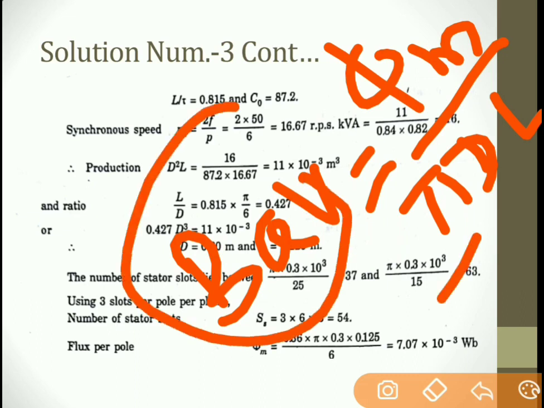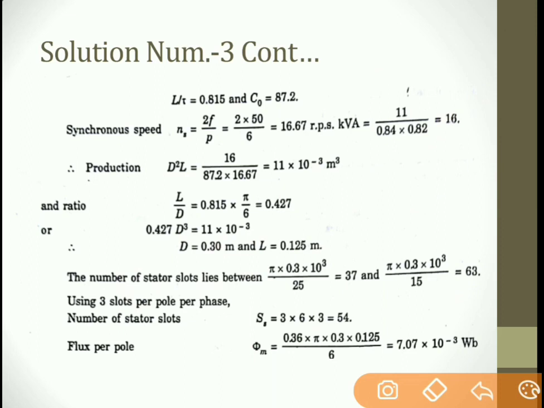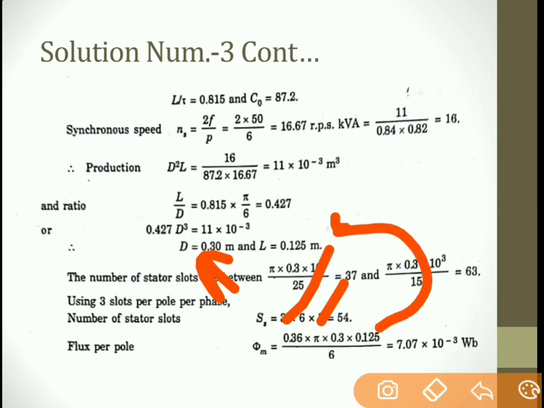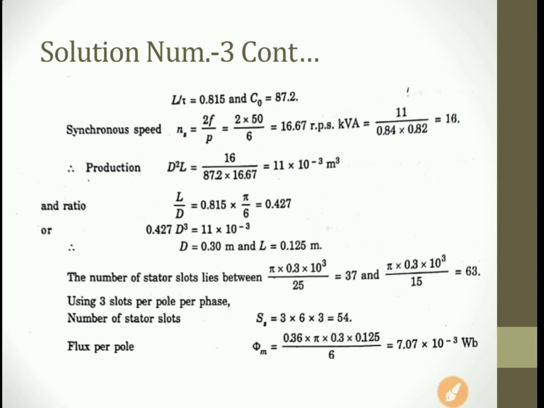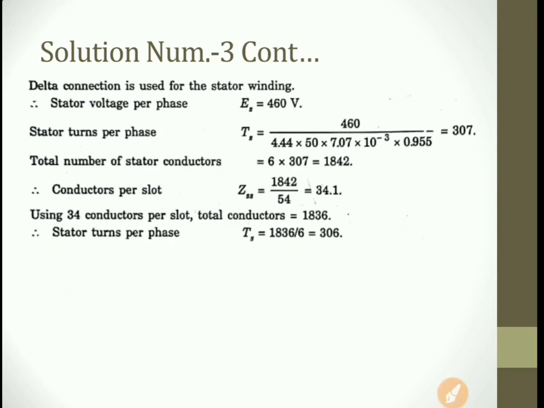So from that, if I am calculating the phi m value, phi m is equal to BAV into pi D L. BAV is 0.36, pi value is as it is, 0.3 is the value of D, which we have just calculated, and 0.125 is the value of L. Putting all those values, and as it is flux per pole, we have divided this calculation by the number of poles, that is 6. Hence we have got phi m equal to 7.07 into 10 raised to minus 3 Webers.